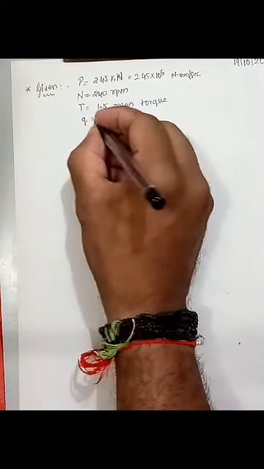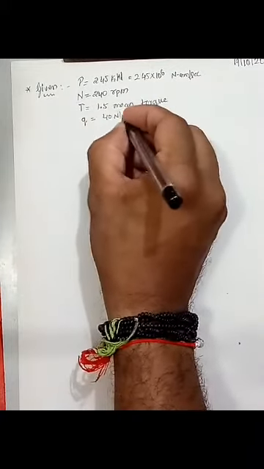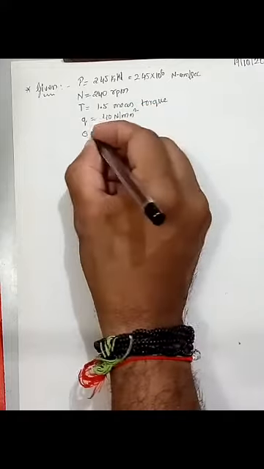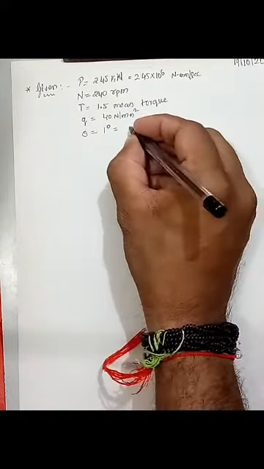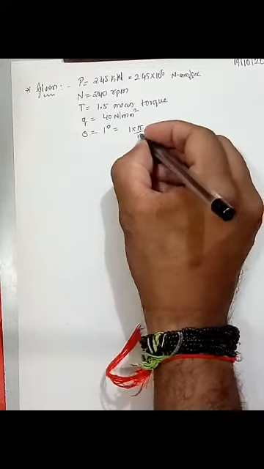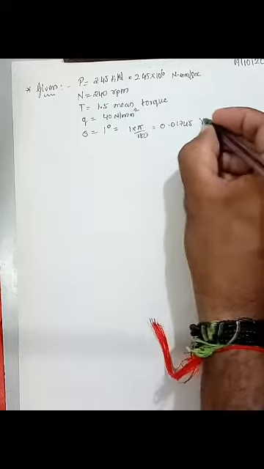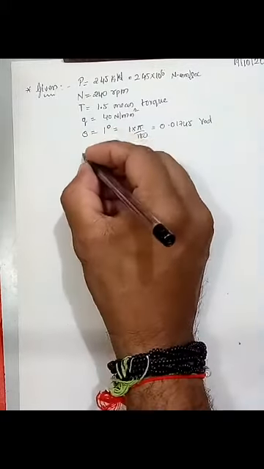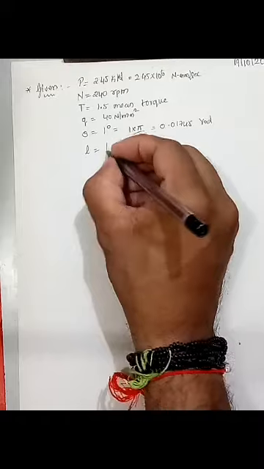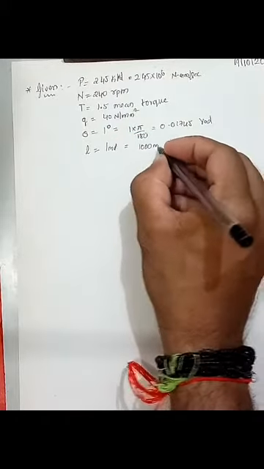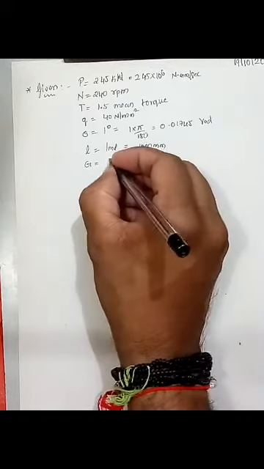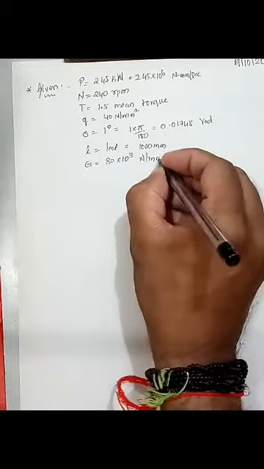Shear stress q equals 40 Newton per mm square. Theta should not exceed 1 degree. In terms of radians we need to convert; it comes to 0.01745 radians. Length L equals 1 meter, that's nothing but 1000 mm. G equals 80 into 10 to the power of 3 Newton per mm square.